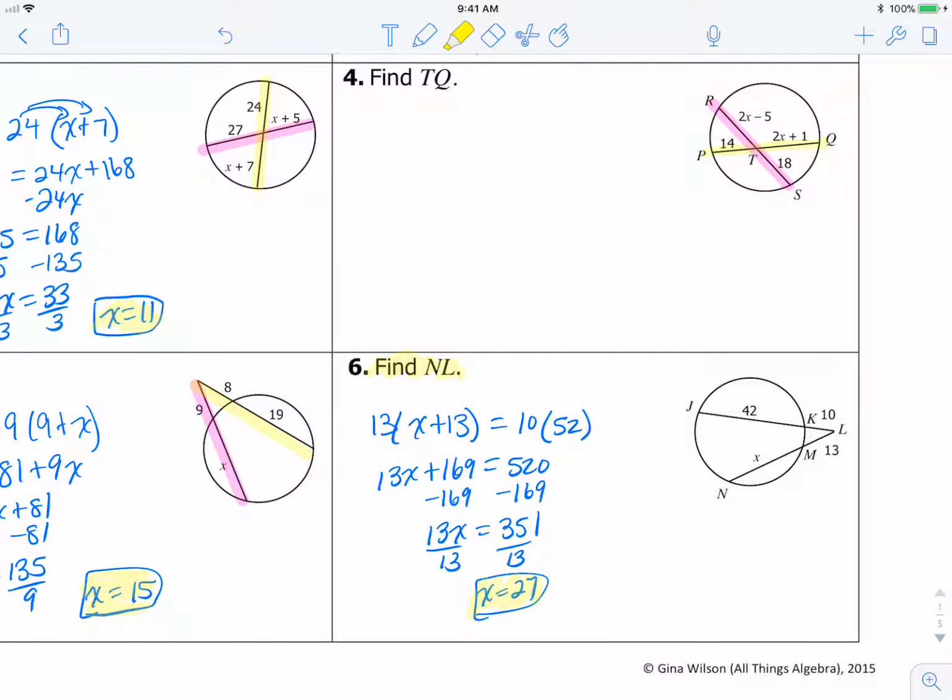Okay, and then you're supposed to find NL. So NL is going to be simply 27 plus 13. So NL equals 40. Oops, a little sloppy there. Let's try that again. So NL equals 40.